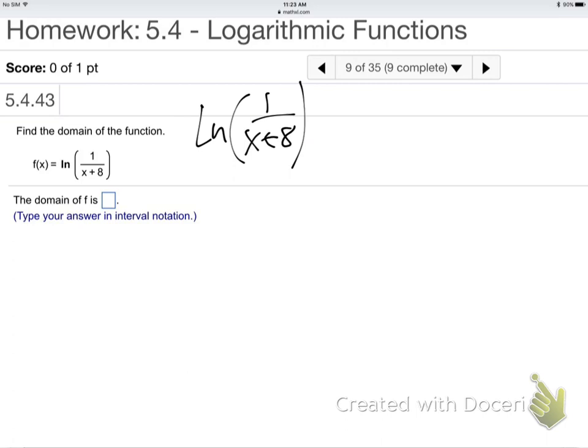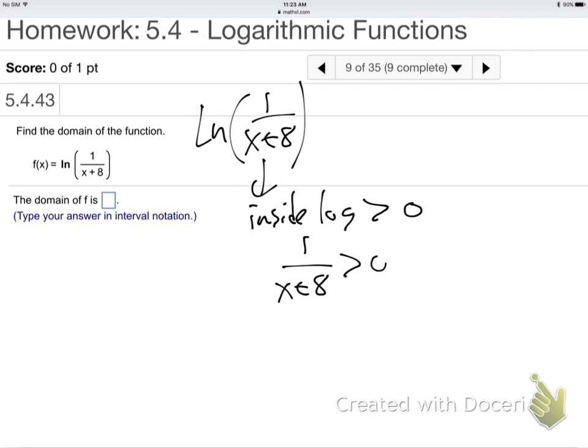It's a log. And so what did we learn about the inside of a log? The inside of a log has to always be greater than 0, right? So put that on your 3 by 5 card. That means the whole 1 over x plus 8 thing has to be greater than 0. Does that make sense?